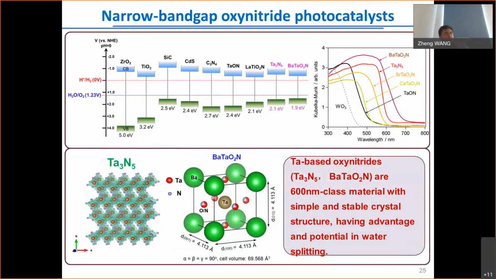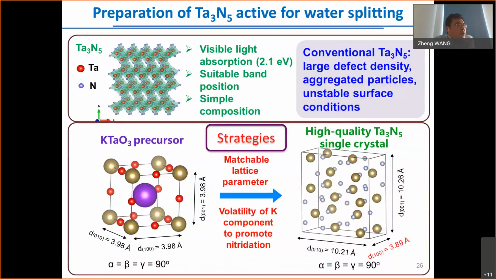Tantalum-based oxynitrides, such as tantalum 3N5 and barium tantalum O2N, are well-known photocatalysts in the field of water splitting. They are 600 nanometer class materials with simple and stable crystal structures, and have the advantage and potential for efficient water splitting reaction. Tantalum nitride has a simple chemical composition and a narrow band gap energy, which is suitable for the reduction of protons and oxidation of water.